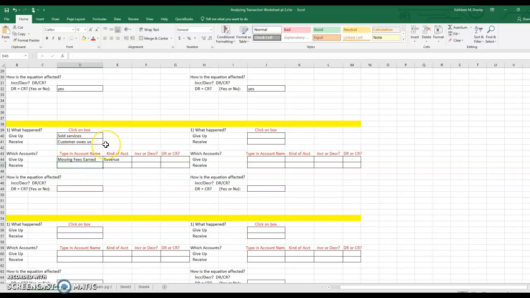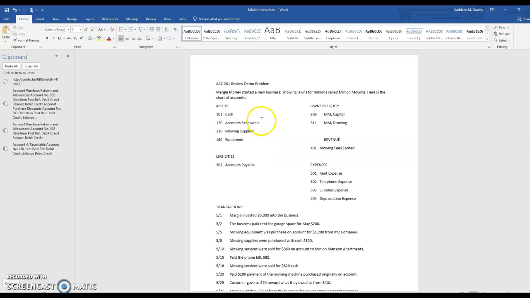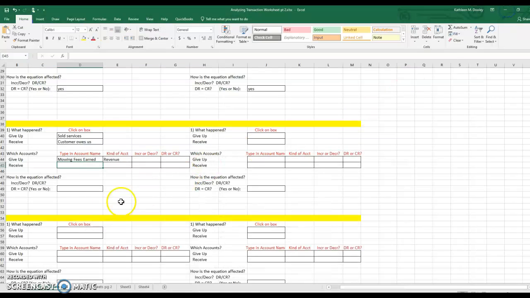Okay, we received customer owes us. Now, whenever the customer owes us, that means we're going to receive it in the future. So that is accounts receivable. And you can put A/REC. And accounts receivable is an asset. We own that money, even though it's not in our pocket yet. Still sitting in the customer's pocket, but that is legally our money. We own it. So that's an asset.